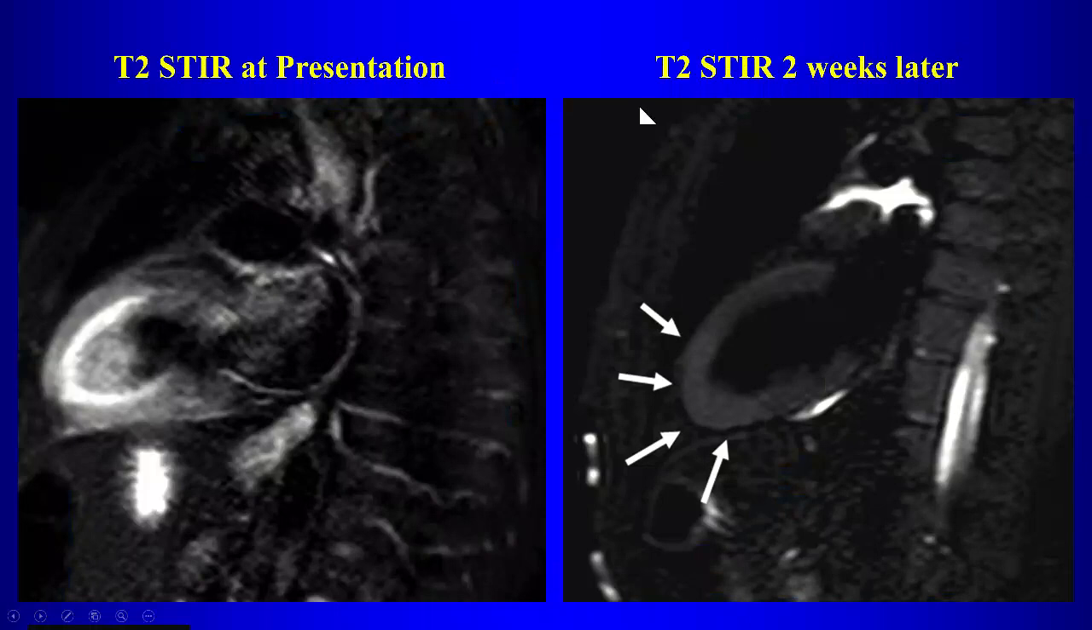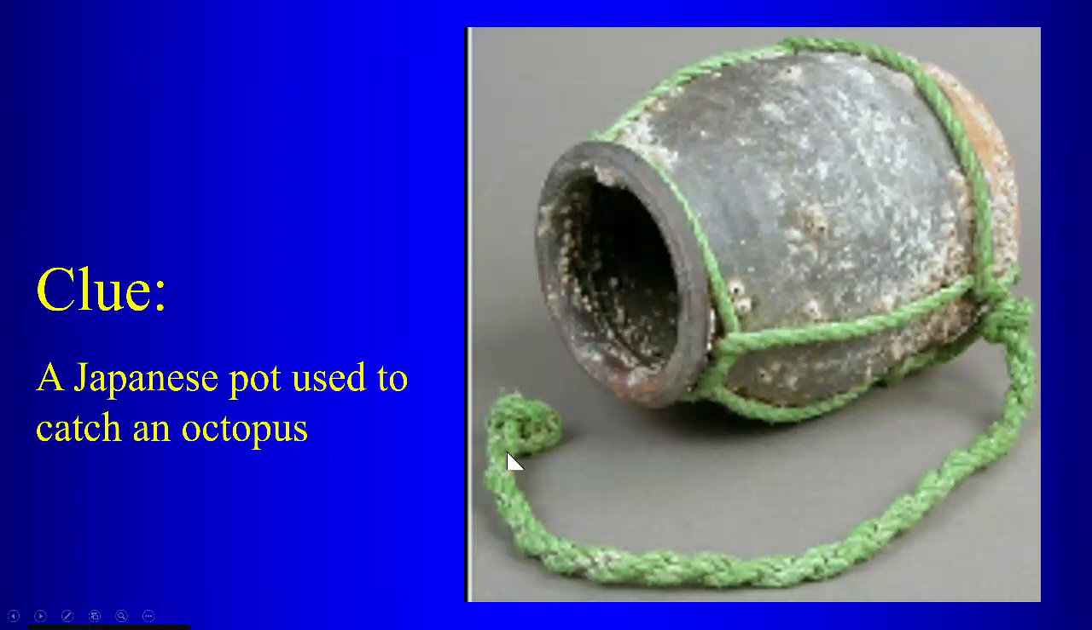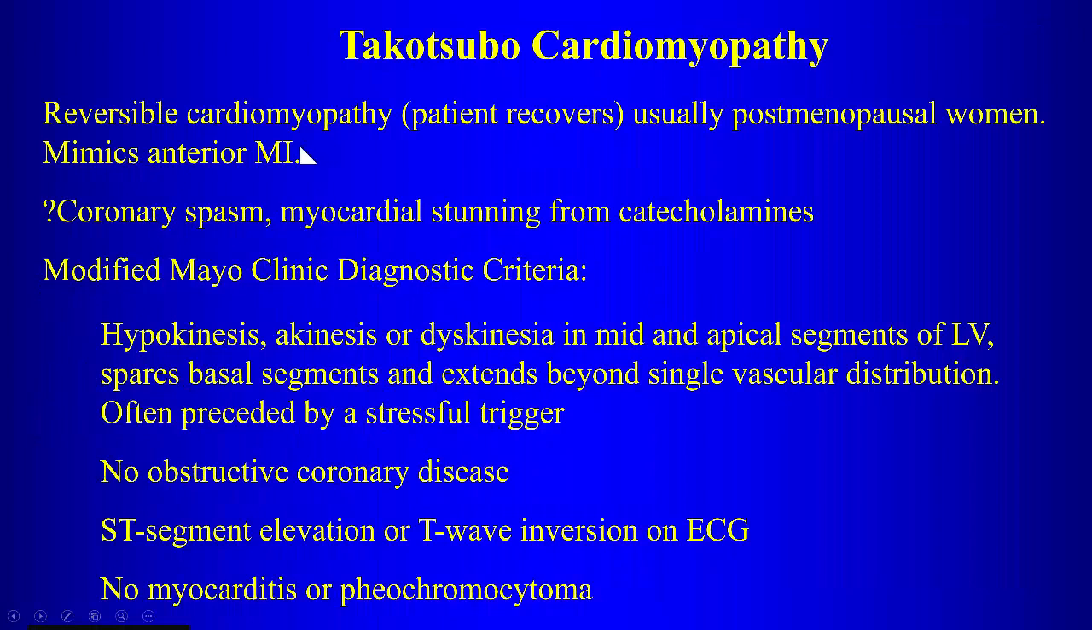So somebody said, Takotsubo. Japanese pot used to catch an octopus. Takotsubo cardiomyopathy. So it's a reversible cardiomyopathy. So we don't know, is it coronary spasm? Is it myocardial stunning from catecholamines? So there are criteria, diagnostic criteria. Not very satisfying, but there are these diagnostic criteria for it.